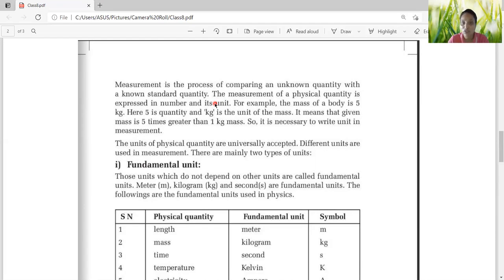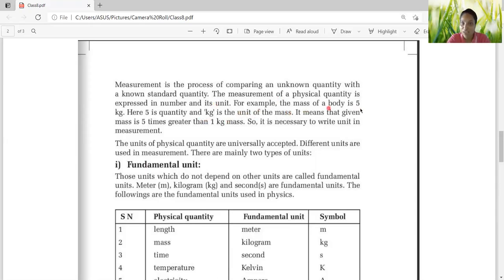The measurement of a physical quantity is expressed in a number and its unit. Number, like this is 200 kilometer square. So 200 is the number and kilometer square is the unit. It must be written out here.